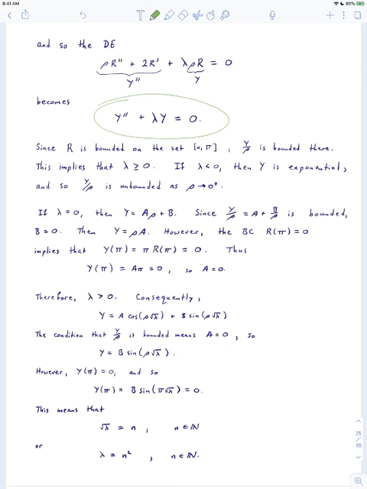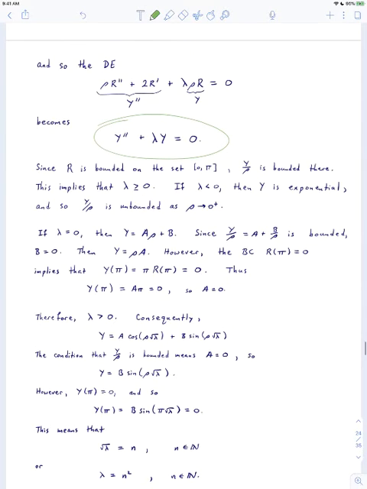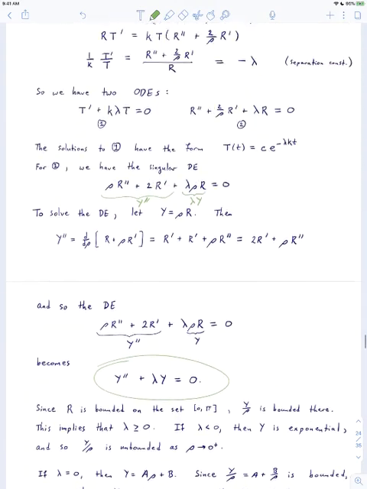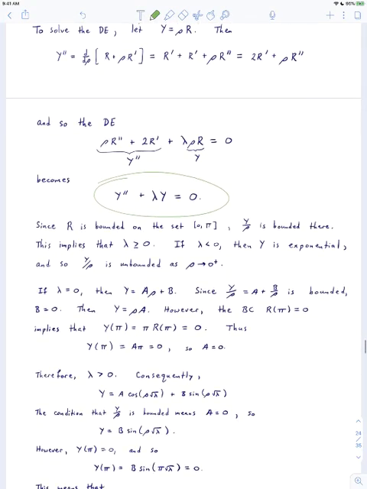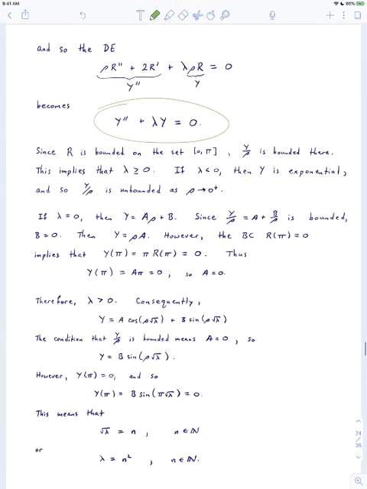Now what are we assuming? Well, capital R needs to be bounded on the set from 0 to pi, and y over rho is bounded there. Now, let me just remind you what R is. So R is the function of rho, okay? And we're assuming that R is bounded because we want our temperature to be bounded.